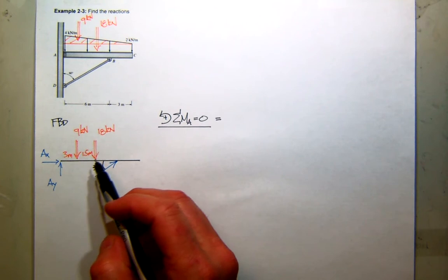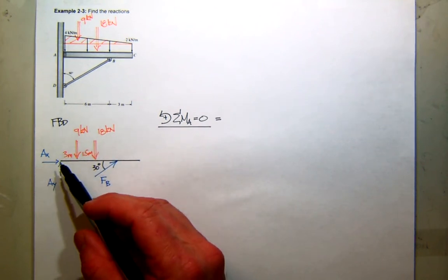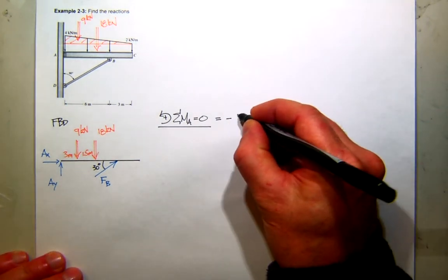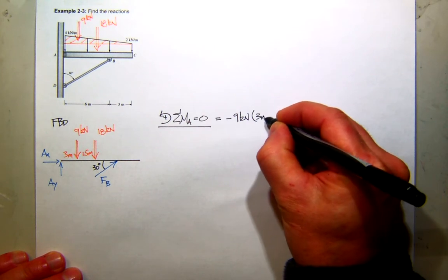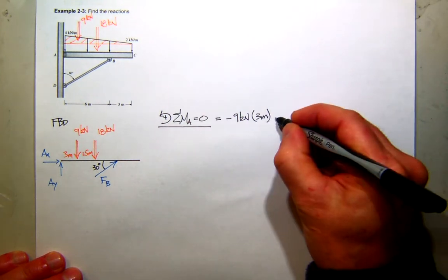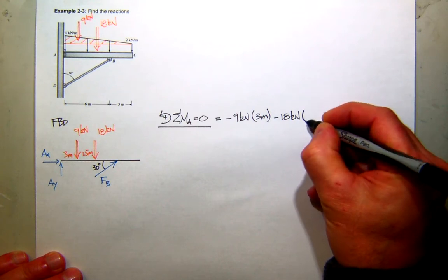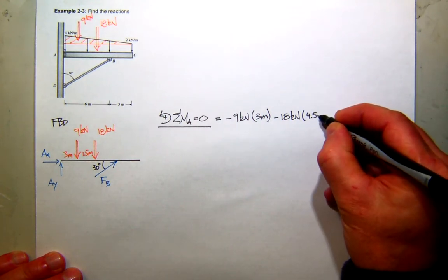So both my concentrated equivalent forces are going to create what kind of moment about A? Positive or negative? Both are going to be negative. So I'll do the first one, which will be 9 kilonewtons times 3 meters. The second one is 18 kilonewtons. That's the force. The distance from A to that centroid is 4.5 meters.